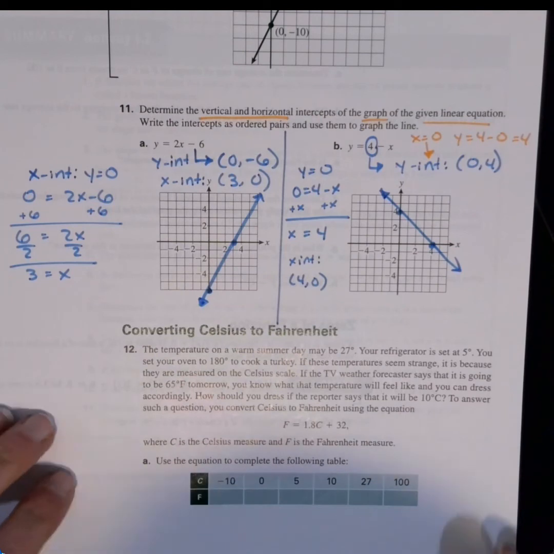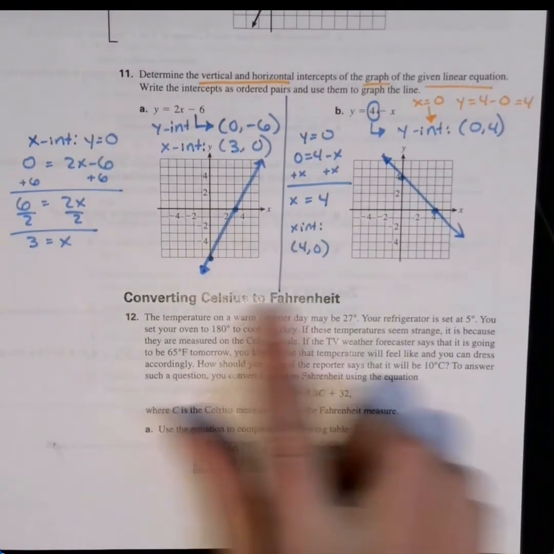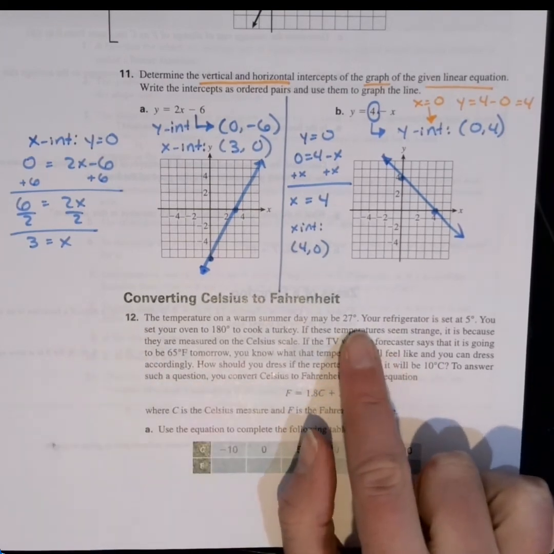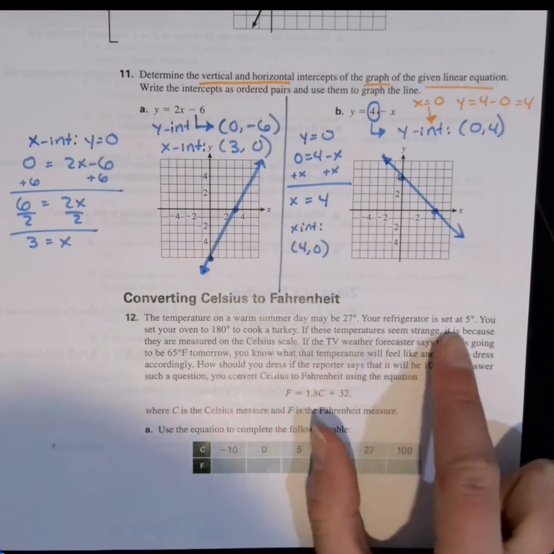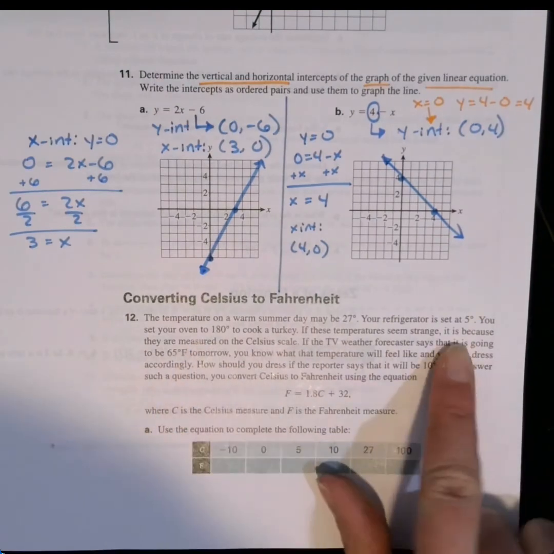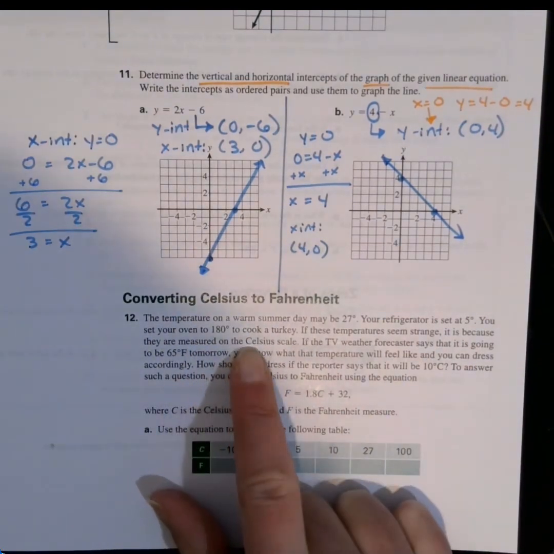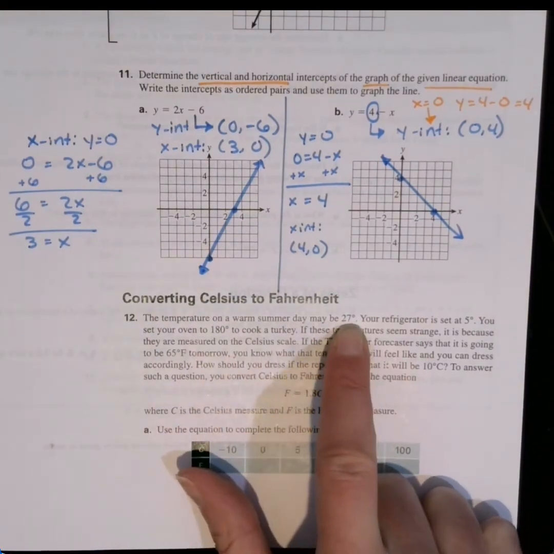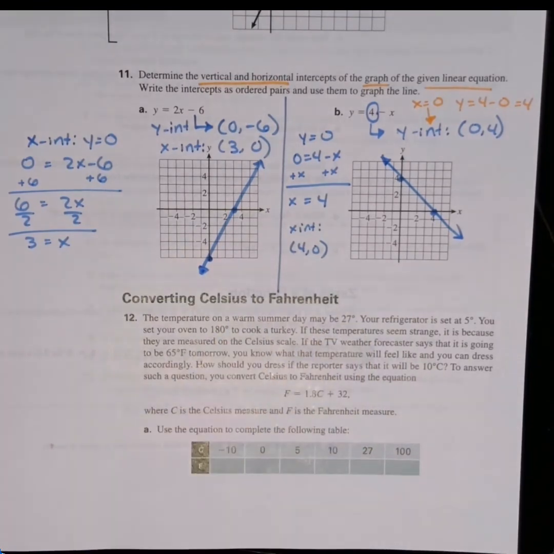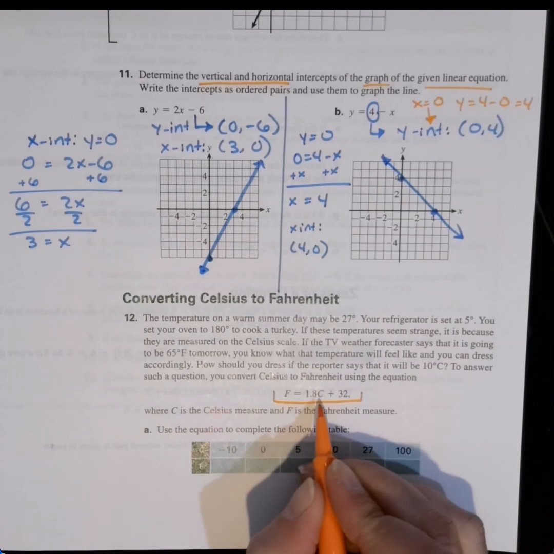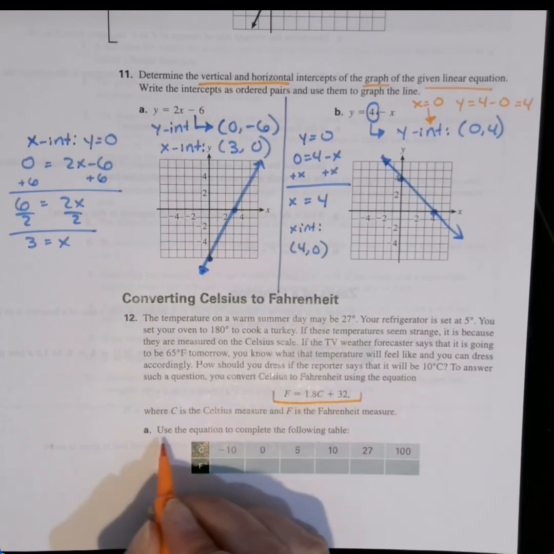All right, number 12, I think this is our last example. Converting Celsius to Fahrenheit. The temperature on a warm summer day might be 27 degrees Celsius, and your refrigerator is set at 5 degrees. Set your oven to 180 to cook a turkey, and if these temperatures seem strange, it's because they're measured in Celsius. Right. 27 in Fahrenheit is quite cold, but in Celsius, it's warm. All right, so we're going to convert between Fahrenheit and Celsius. We use the equation that 1.8 times the temperature in Celsius plus 32 equals the temperature in Fahrenheit. So we're going to use this equation to complete this table.